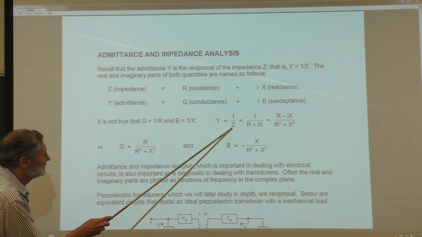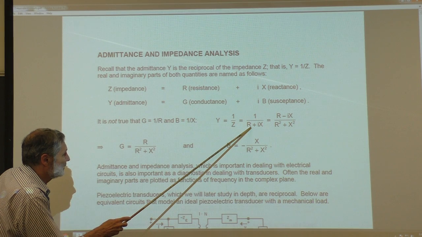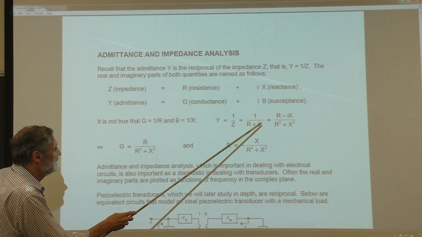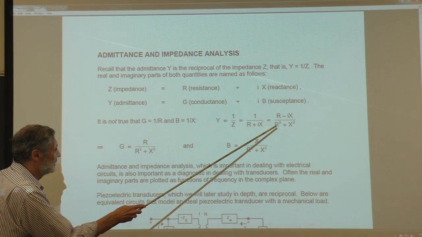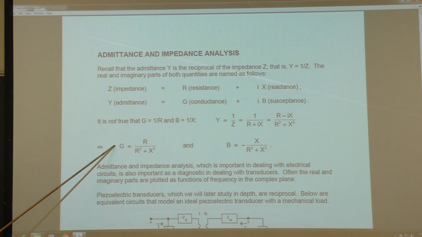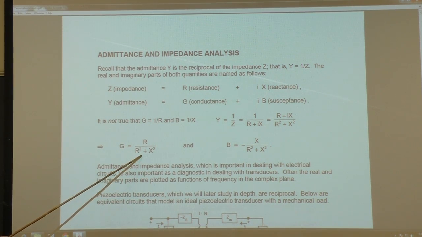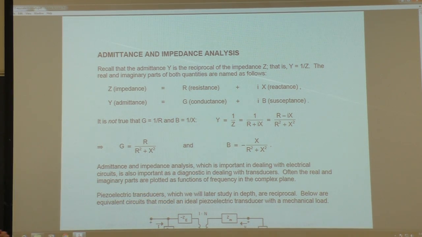Here's the admittance, 1 over Z. If we make the denominator real, that's what I've done from going from here to here. I've multiplied numerator and denominator by the complex conjugate. We can see that the real part, the conductance, is this, and it's not 1 over R, right? And the susceptance is not 1 over X. It's given by that.